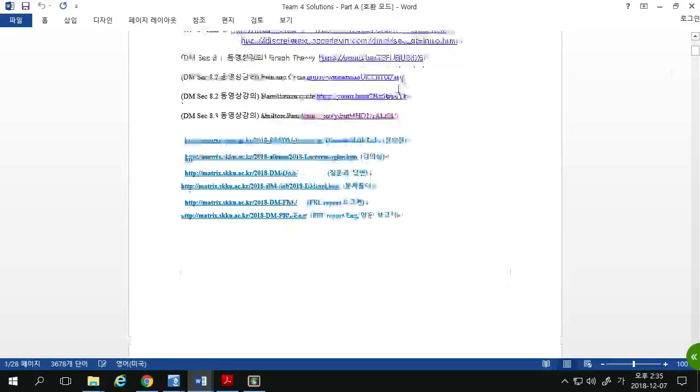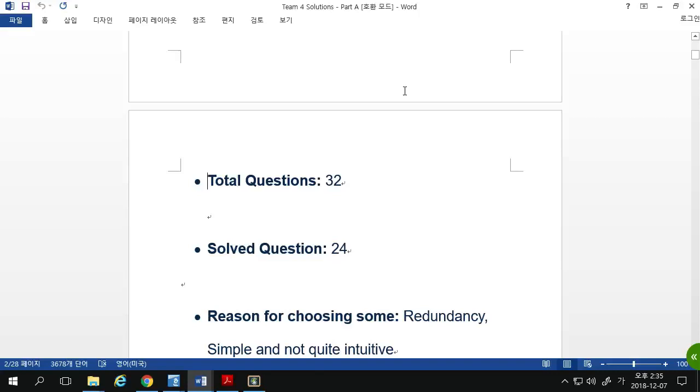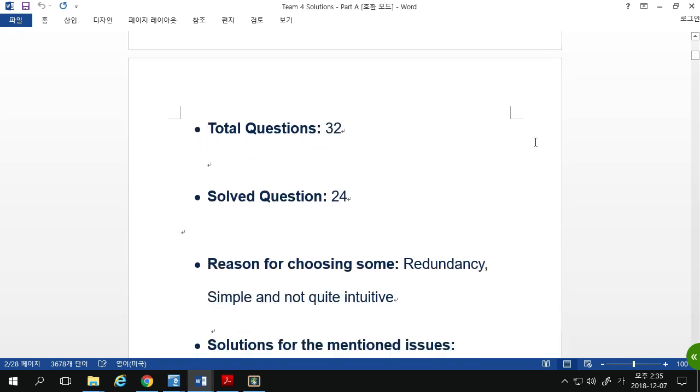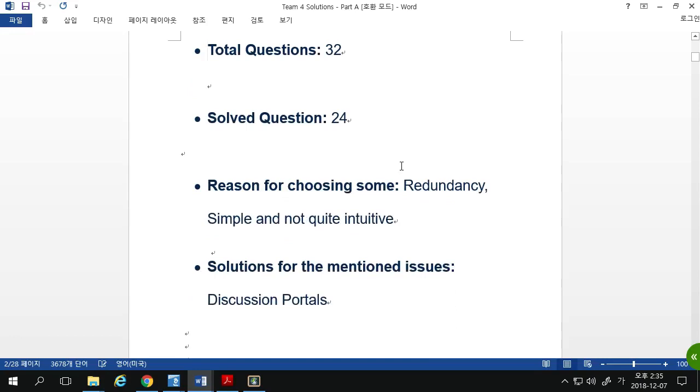Anyways, moving on to the solutions. We initially had 32 questions and we solved 24, but the reason we didn't solve the 8 missing questions is that some questions are really redundant and not intuitive. You could find 8 sections with exactly the same thing, like find shortest path, and you will have 10 questions. So we chose the most difficult and the newest questions, to cover the gap of 8 questions.